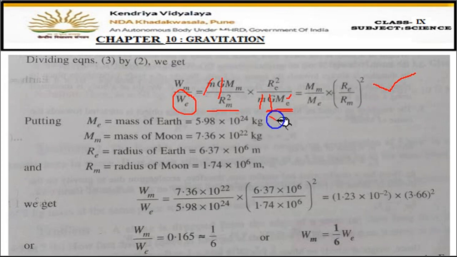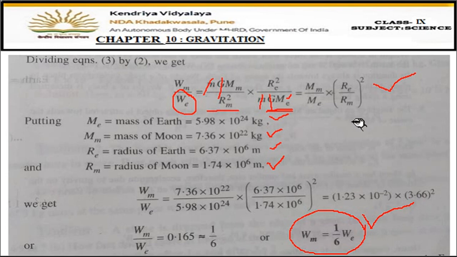Now if we put the values of all these, the mass of the earth, mass of the moon, radius of the earth and radius of the moon, and solve it, we finally get this ratio. That means the weight of the object on the moon is equal to 1 upon 6th of the weight of the object on earth. That means you simply have to learn this relation, that the weight of the object on the moon reduces to 1/6 of the weight of the object on the earth.